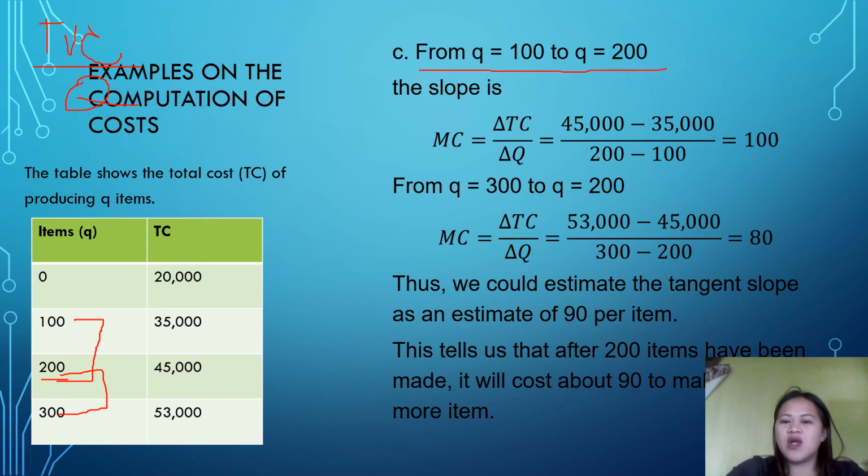From quantity 100 to 200, marginal cost is change in total cost divided by the change in quantity. So 45 minus 35 divided by 200 minus 100. So we have 100 here. From 300 going to 200, so 53,000 minus 45,000 divided by 300 minus 200. So we have the 80 here. Next is add both of these, and then divide it by 2. And you will have your 90 as the estimated marginal cost of the 200 units of output.